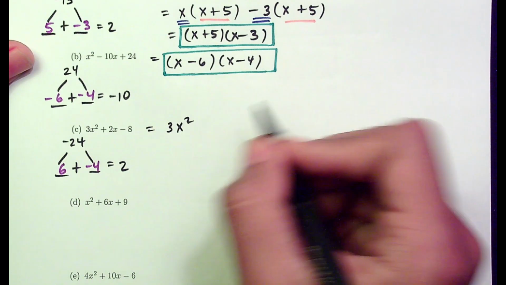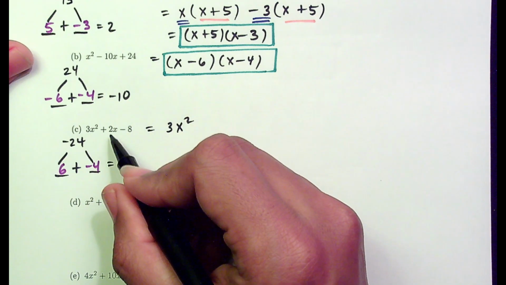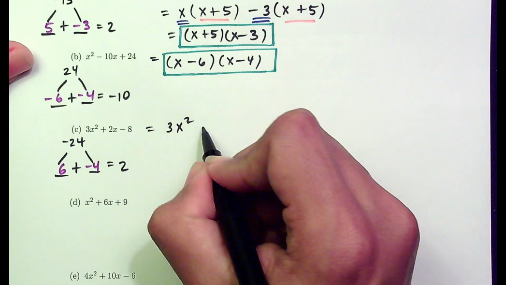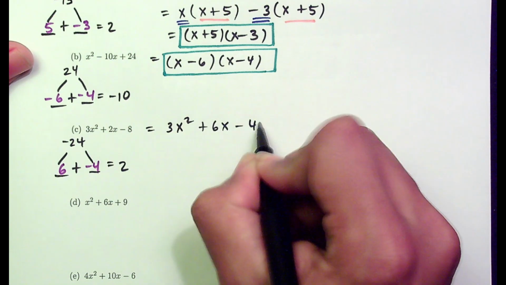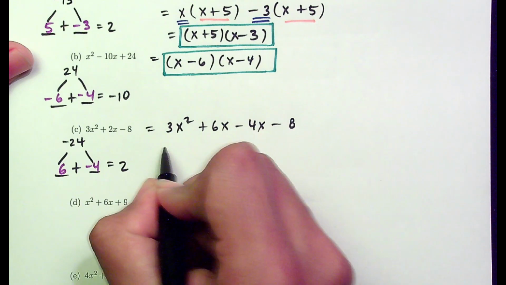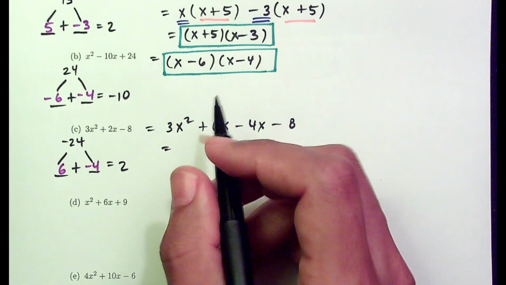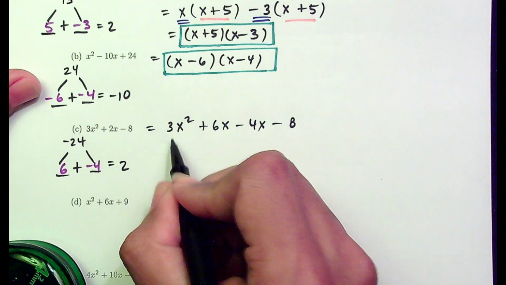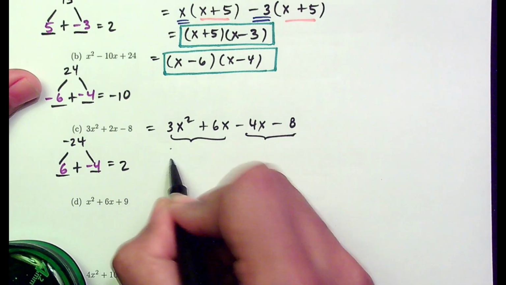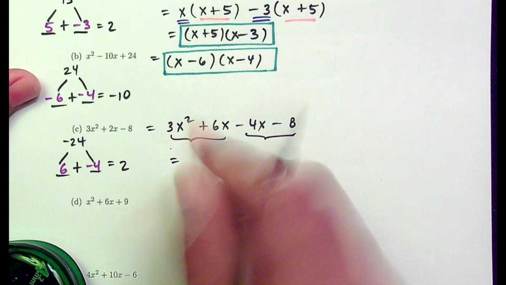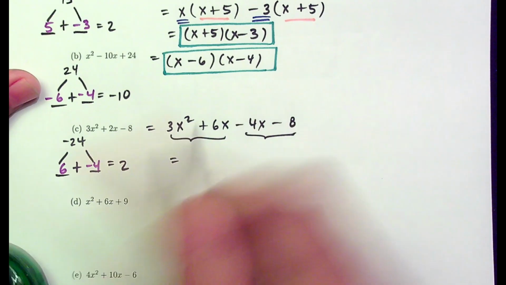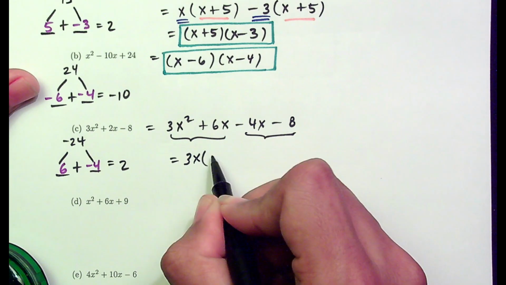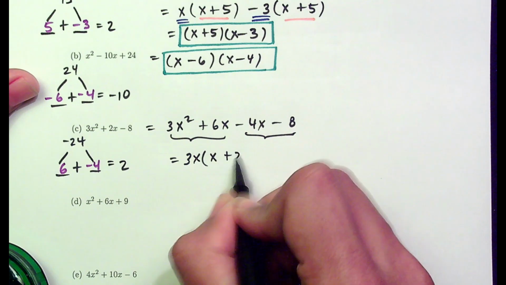So this is going to be 3x squared. Break up the term in the middle, 2x. 2 breaks up as 6 minus 4. So this is going to be plus 6x minus 4x minus 8. And now we're going to use grouping. Take the first two, take the next two. From the first two, what is common is 3x. And here you get x plus 2.